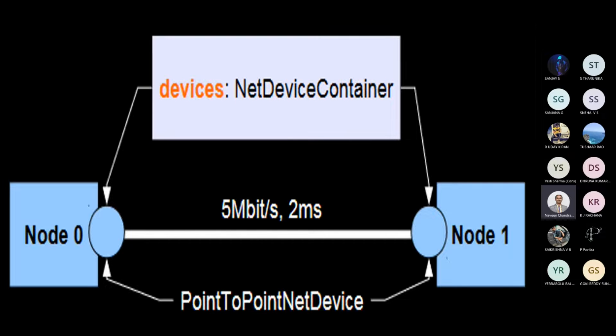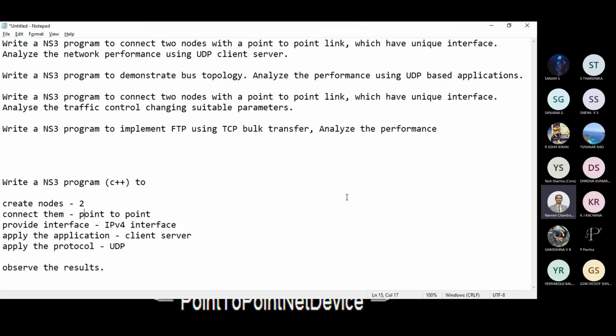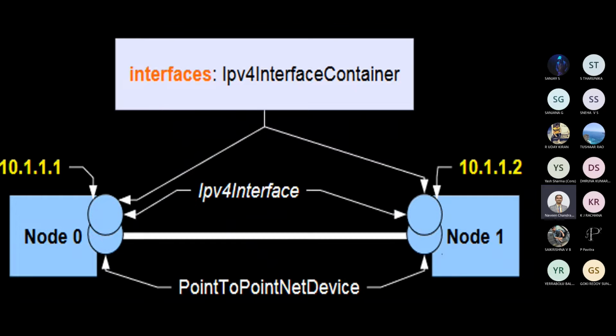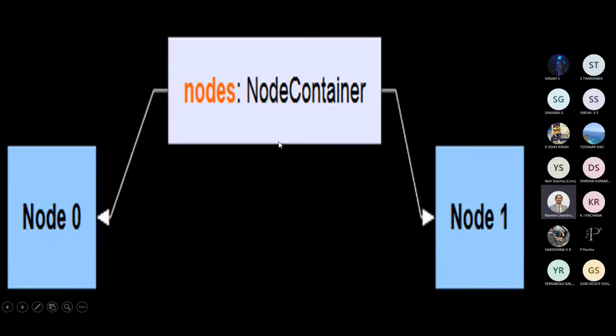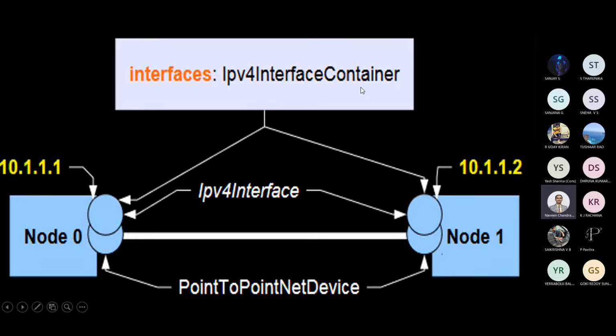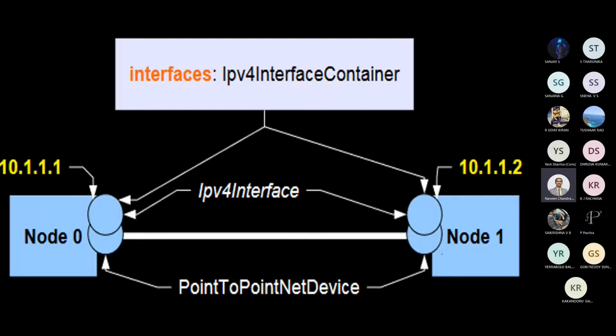Then moving to step 3. What is that step 3? Providing the interface. When you say providing the interface, as I mentioned, we'll be providing it based on the IPv4 interface container. So I repeat, whatever I'm showing at the top, these node container, net device container, IPv4 interface container, these are common packages which are available in NS3, which we'll make use of in our experiment. Those are case sensitive as well, so you are allowed to use them in the similar fashion.